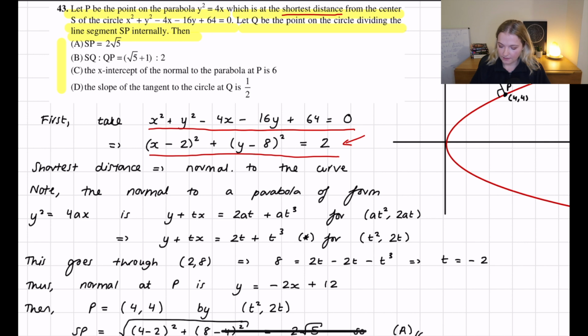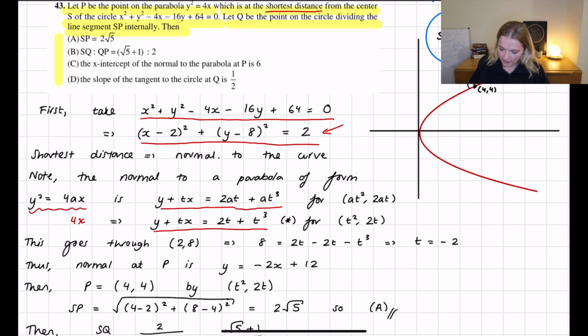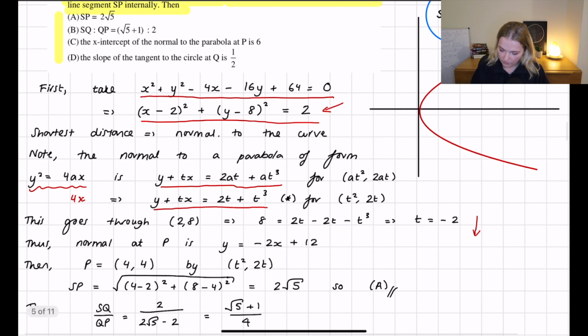So what I've said is note that the normal to the parabola of the form y squared equals 4ax is given by this here. Now in our example we know that a equals 1 because we have y squared equals 4x instead of 4ax. So a is 1 here, and that means that we end up with this line for the normal to the parabola. Now this line itself we know goes through (2, 8), and then you can just do some simplifying here and you can find that the normal is given by this.